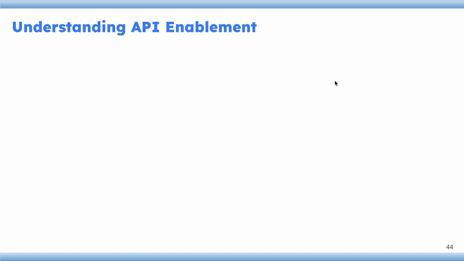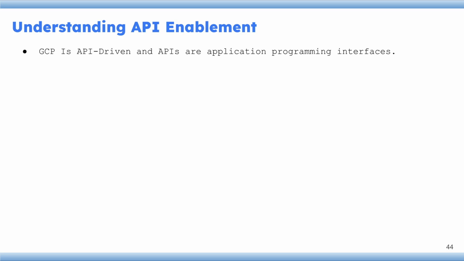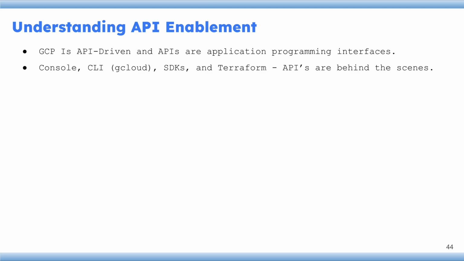So Google Cloud APIs are a key part of Google Cloud because GCP is completely API driven, and API is nothing but application programming interfaces that you can call directly or via client libraries such as Python, Java, Go, etc. The console, CLI, which is nothing but gcloud, SDKs, and Terraform. In order to work with all these things, APIs are behind the screens. If the APIs are not enabled, those calls are blocked.